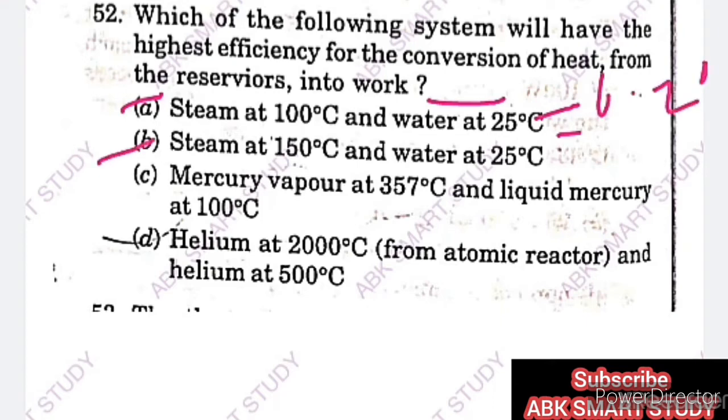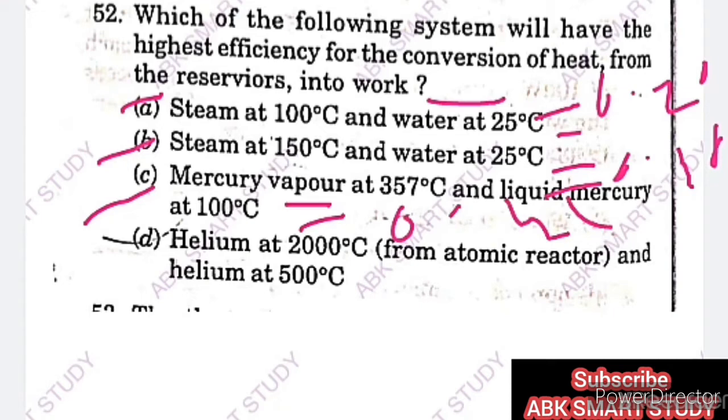Same procedure for option 2, we calculate efficiency equal to 0.30. And for option C, mercury vapor at 357 degrees Celsius and liquid mercury at 100 degrees Celsius, same procedure, this is equal to 0.41. And for option 4, helium at 2000 degrees Celsius from atomic reactor and helium at 500 degrees Celsius. Calculating this, it is equal to 0.66. So efficiency of option D is higher.